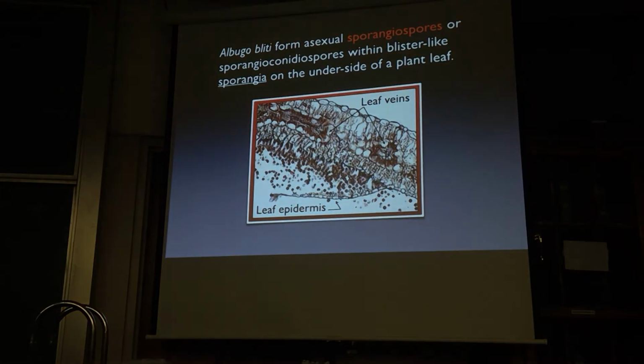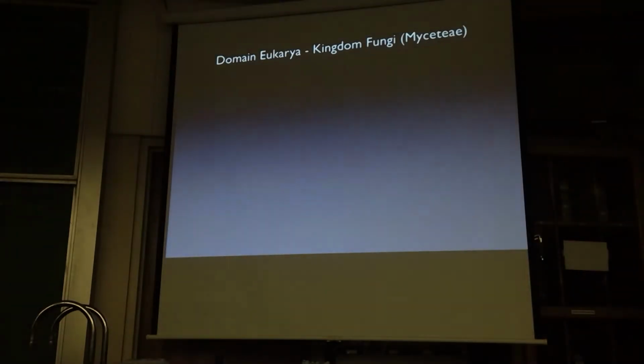Don't go there. Okay, so in the phylum Oomycota, we have two examples, Saprolegnia and Albugo. They both produce sexual oospores and asexual sporangiospores in sacs, but the sacs don't look the same.